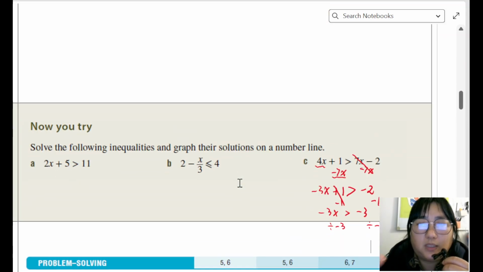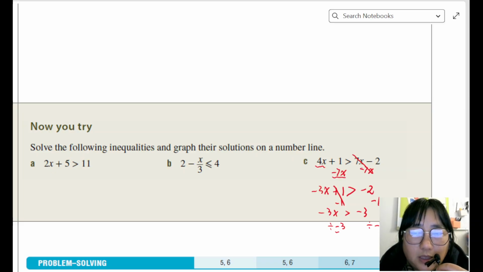So now we see we have to divide by -3. -3 divided by -3, that's only 1x. -3 divided by -3 is 1. But then this symbol has to reverse, so greater than becomes less than 1. So x is less than 1.